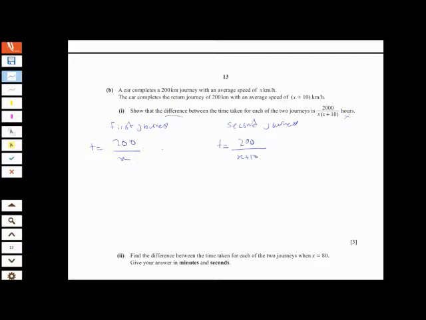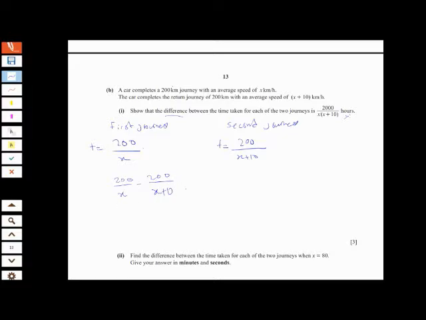But the question here is, what do you put first, 200 over x minus 200 over x plus 10, or vice versa. So obviously it's 200 over x minus 200 over x plus 10, because 200 over x plus 10 is less than 200 over x. We don't want a negative answer, we want a positive answer. As shown here, it's a positive answer.